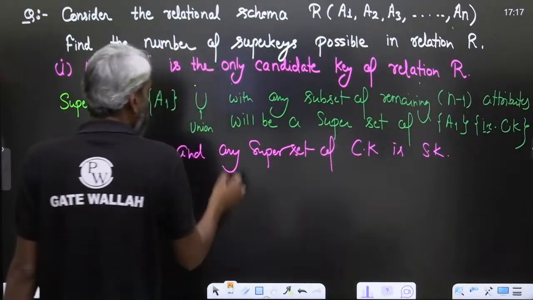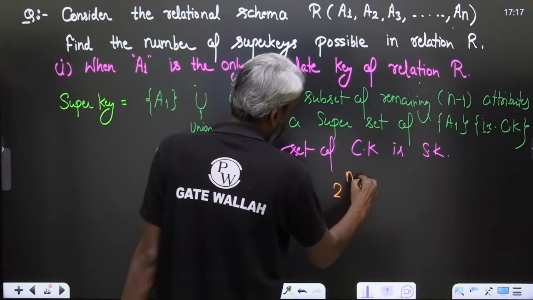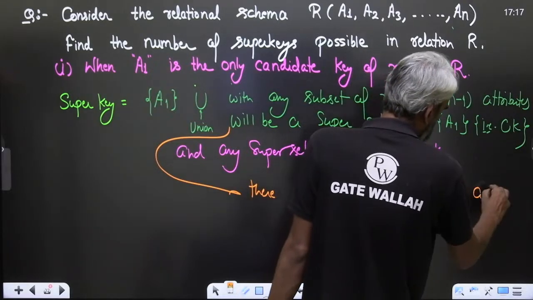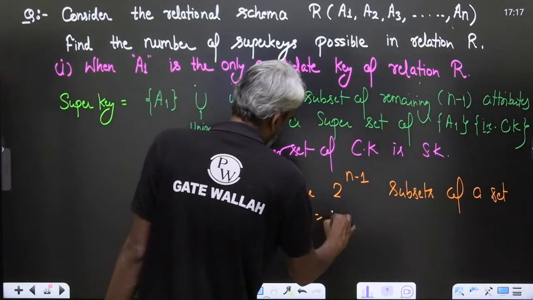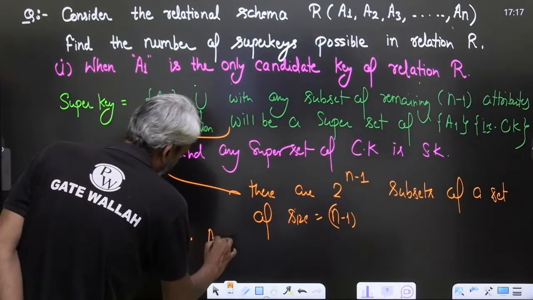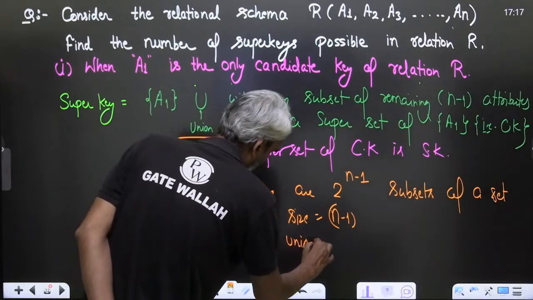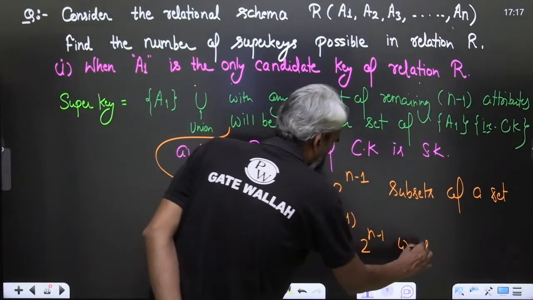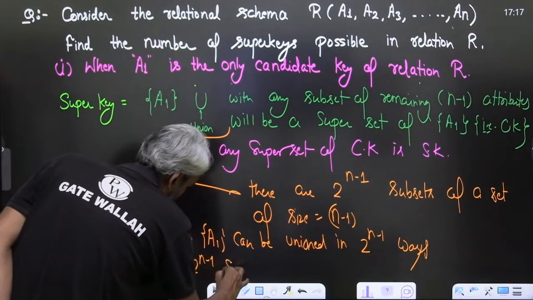Now the thing is, there are 2 raised power n minus 1 subsets of a set of size equals to n minus 1. Therefore, A1 can be unioned in 2 raised power n minus 1 ways. Hence, 2 raised power n minus 1 super keys.